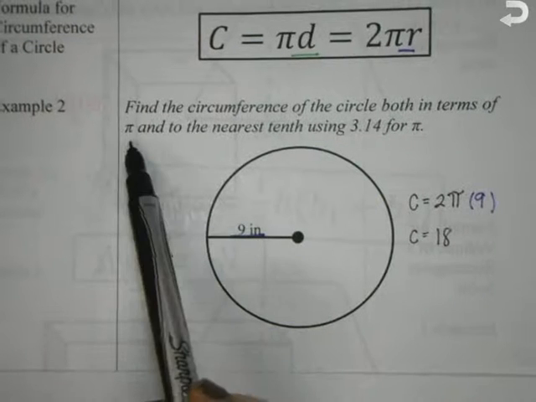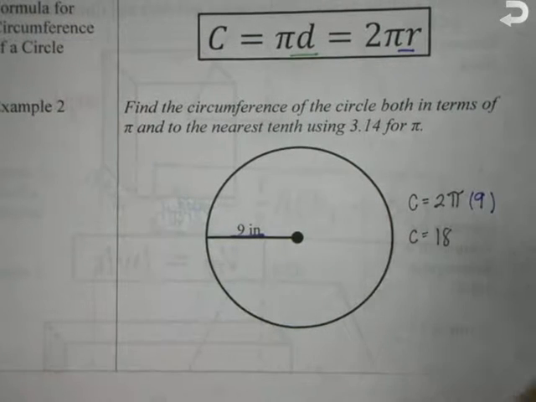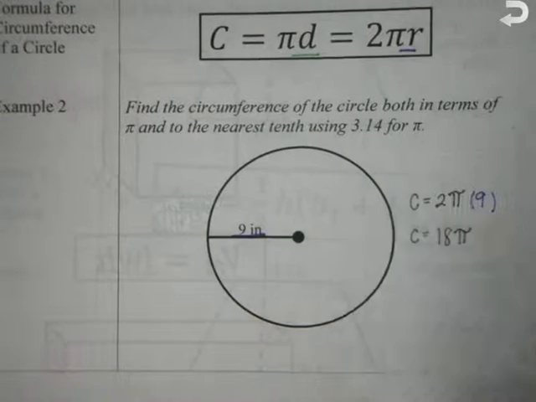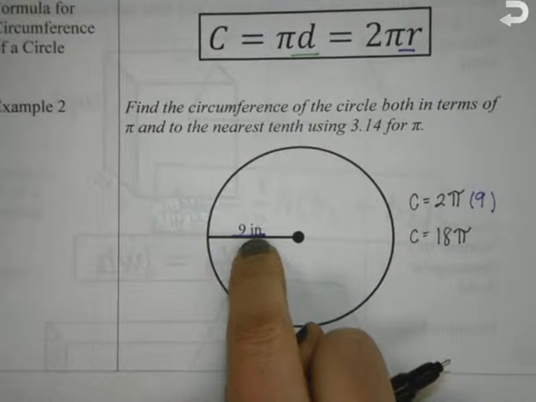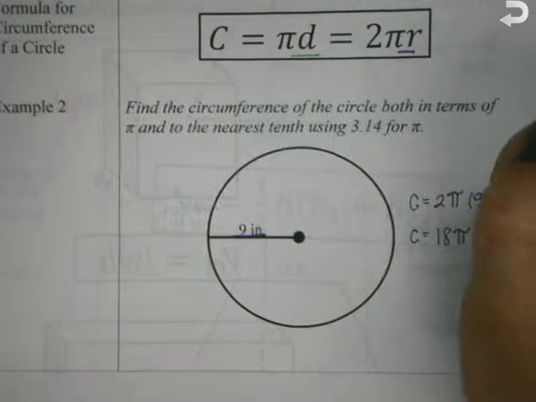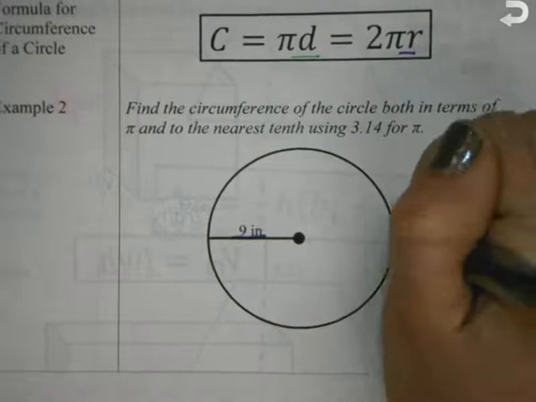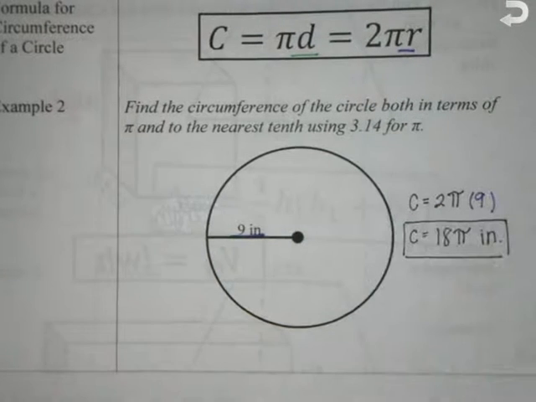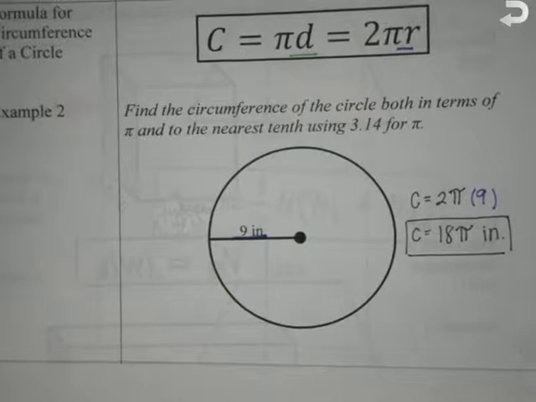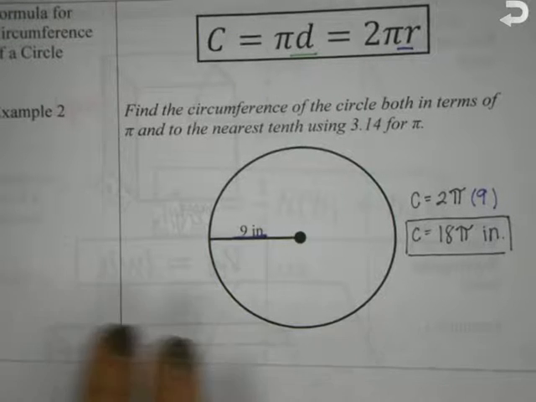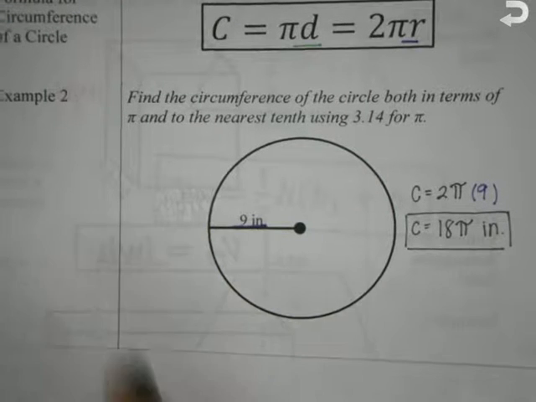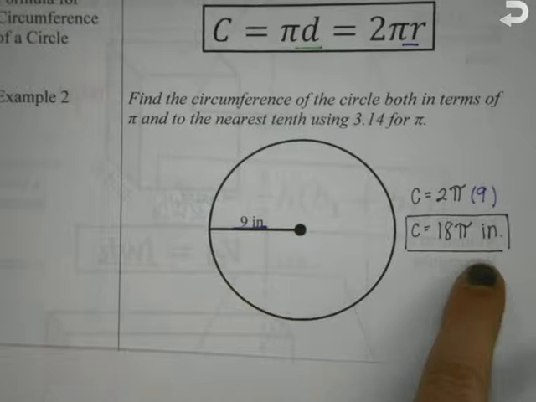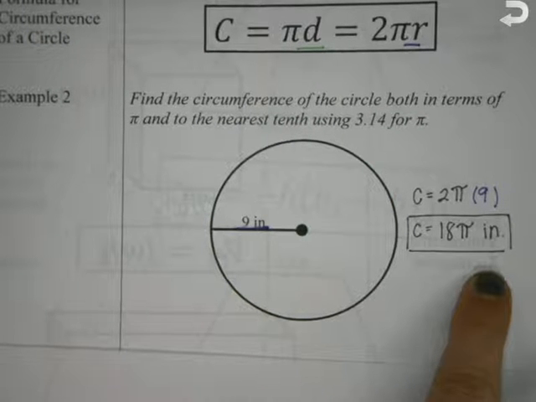That's our first answer. That is an acceptable answer. Pi is just a number. So we can leave our answer in terms of pi. So that's your answer. One of them. Now our instructions tell us to find our answer in terms of pi and to the nearest tenth using 3.14 for pi. So we actually, for our second answer, do need to do the multiplication.